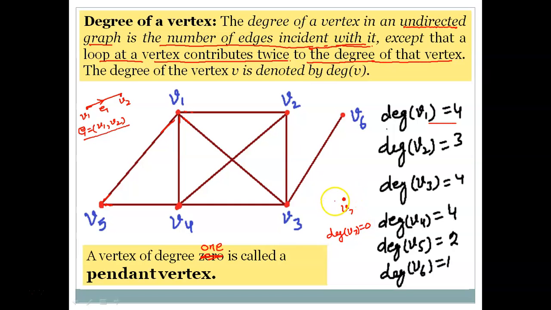A vertex whose degree is 0 is called an isolated vertex. For example, in this situation, V7 will be called an isolated vertex and V6 is called a pendant vertex because its degree is 1.